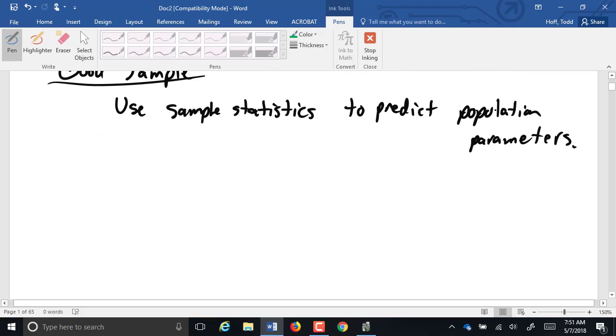So how do we limit that? Well, the first thing is sample size.